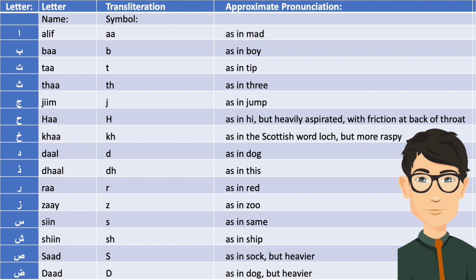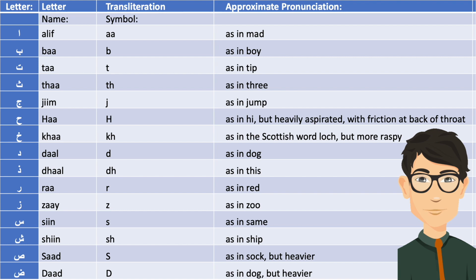Ha, as in high, but heavily aspirated with a little bit of friction at the back of your throat. Kha, as in the Scottish word loch, but more raspy. Dal, as in dog. Zal, as in this. Ra, as in red. Zay, as in zoo. Seen, as in same. Sheen, as in ship. Sod, as in sock, but a little heavier. You can also use the word vessel as a closer example.